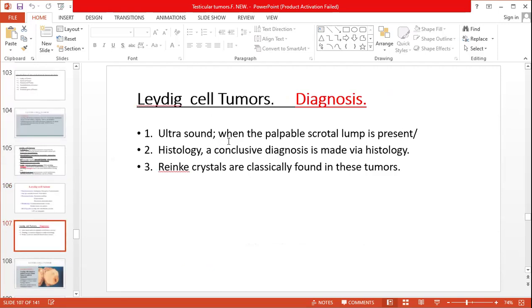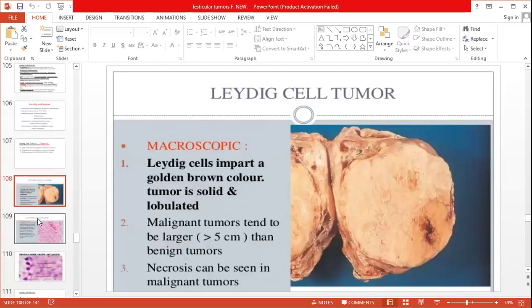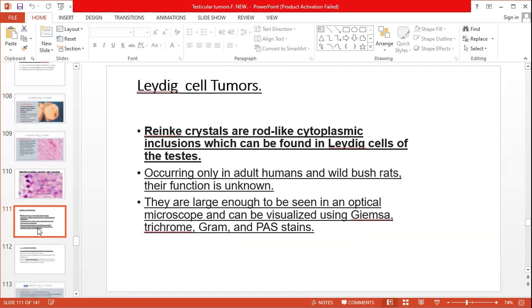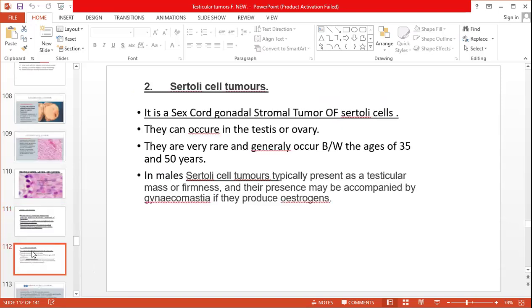We do an ultrasound when a palpable scrotal lump is present. Histology, Reinke crystals are clinically found in these tumors. Leydig cell tumors, macroscopically. They are Reinke crystals. They are rod-like cytoplasmic inclusion bodies, which can be found in Leydig cells of the testis.